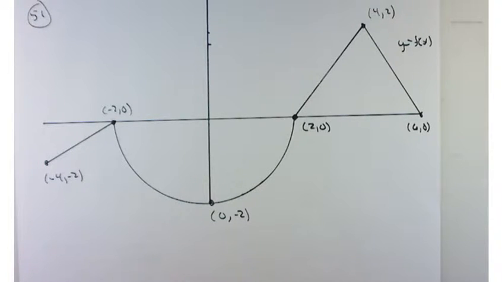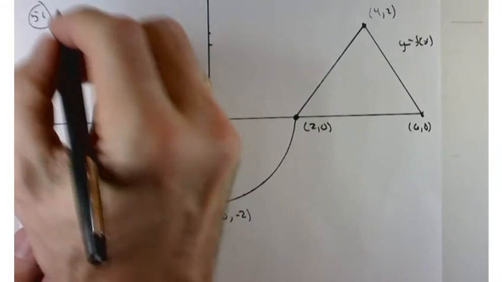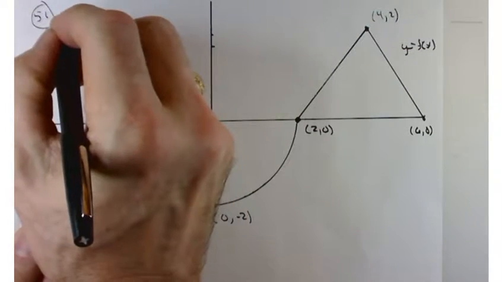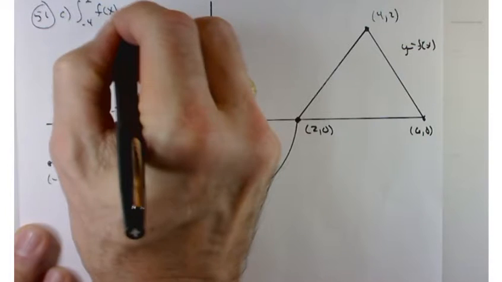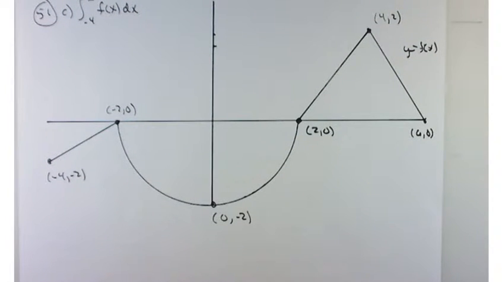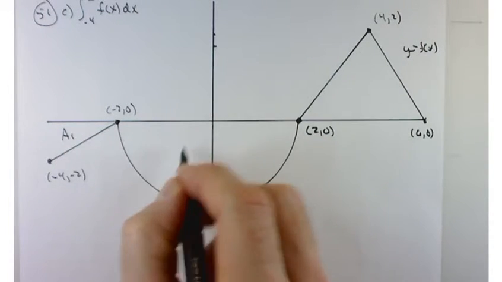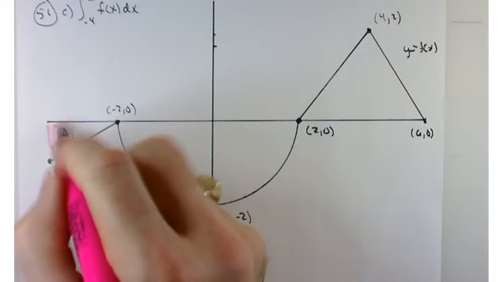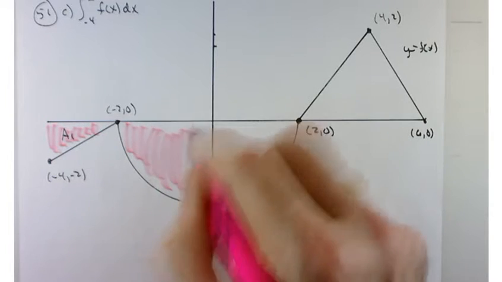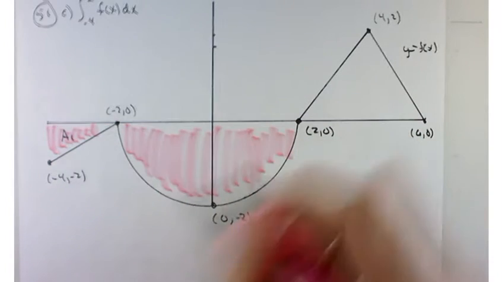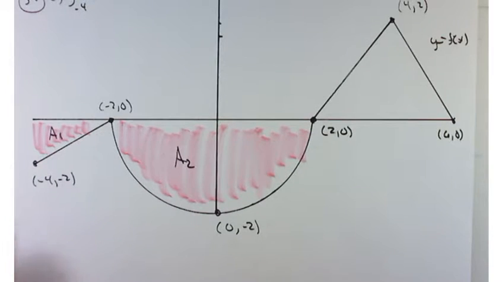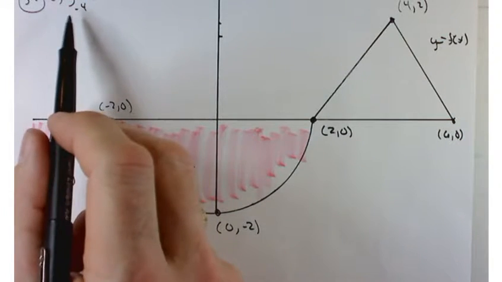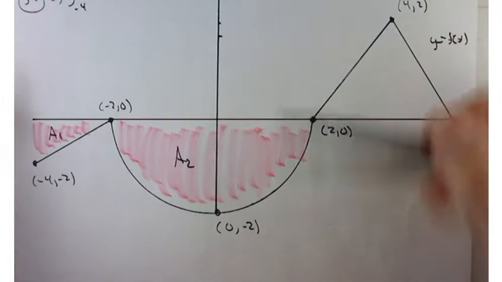This is another area type problem. You're going to be asked in part C to calculate the integral from negative 4 to 2 of f of x dx. So what's that mean? Well, essentially, we've got two areas here. Area 1 and area 2, here and here. So that's area 2. We want to find the area of these because that's what we're asked for. We're asked to integrate this from negative 4 to 2, which means finding these areas.